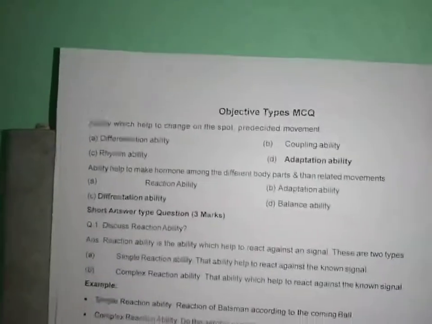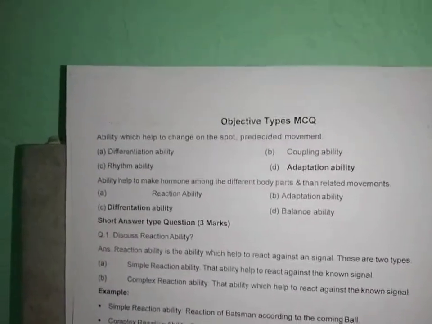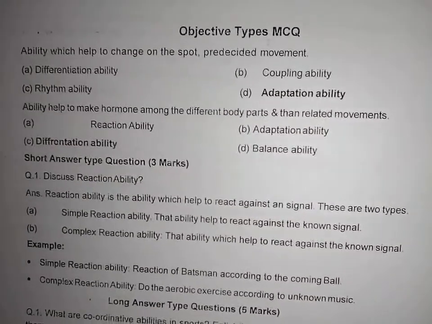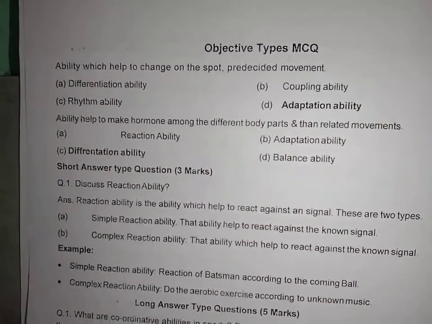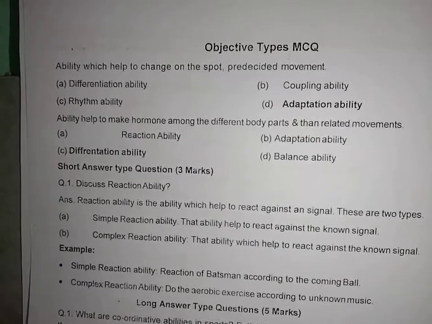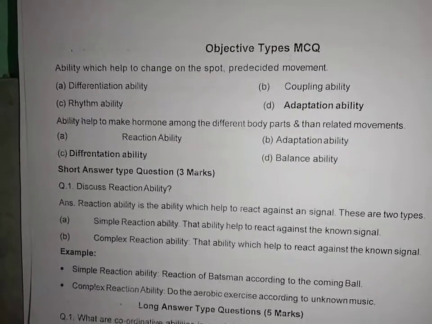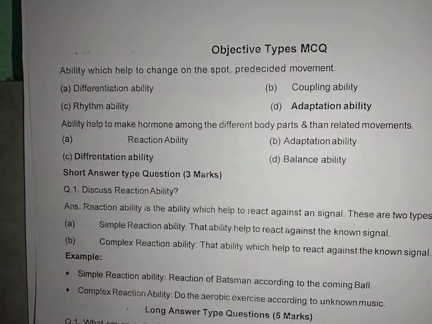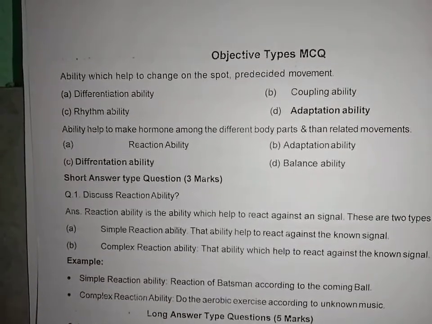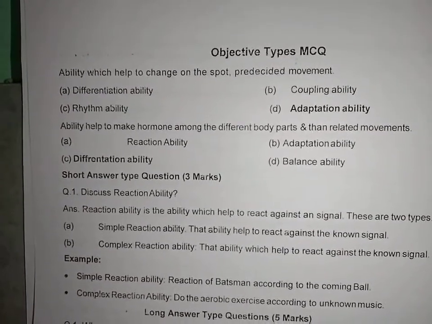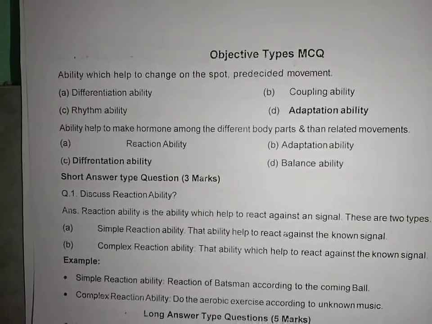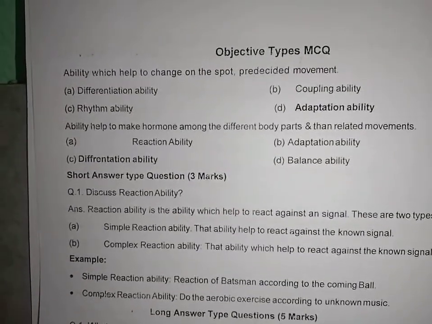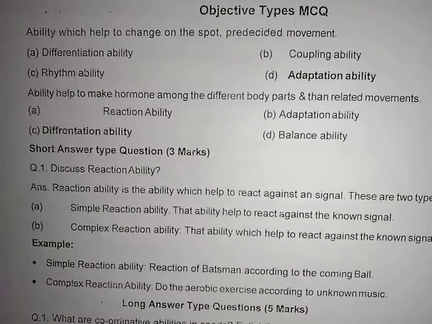Here some MCQ questions are given. The ability which helps to change on the spot a pre-decided movement is known as adaptation ability. The ability which helps to make harmony among the different body parts and their related movements is known as differentiation ability.